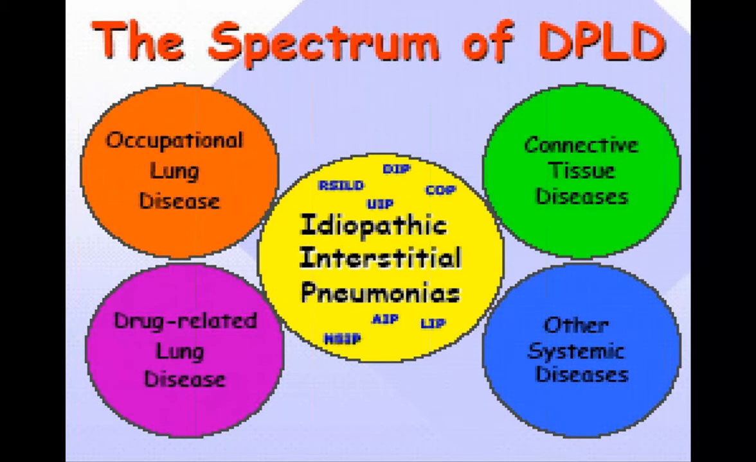Drug-related diseases: many drugs like antimicrobials, nitrofurantoin, isoniazid, anti-metabolic drugs, chemotherapeutic agents, immunosuppressants can all cause interstitial lung disease. Connective tissue diseases like rheumatoid arthritis, systemic lupus erythematosus, dermatomyositis, polymyositis, and systemic diseases like autoimmune disorders such as sarcoidosis can all result in interstitial lung diseases.